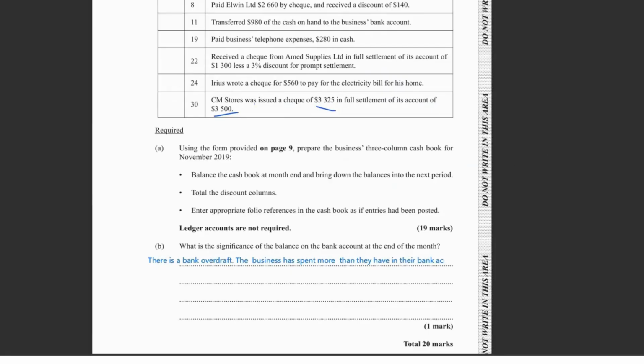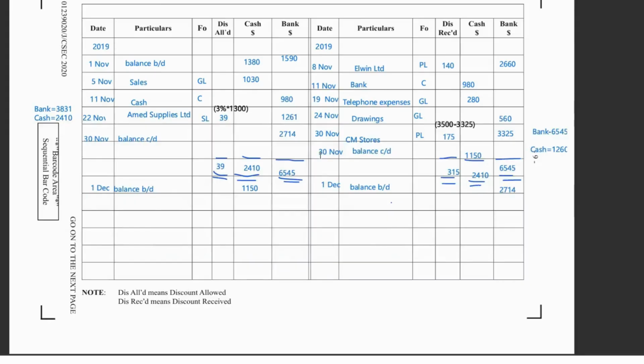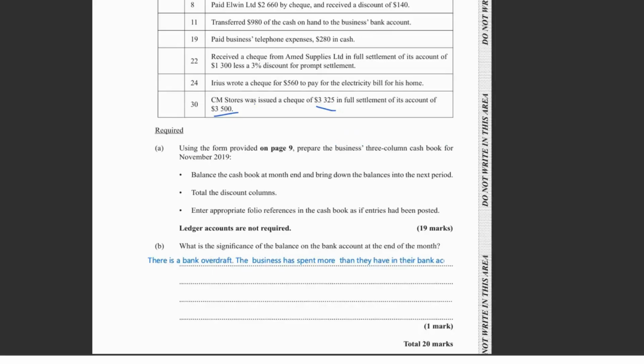Now the last part of this question is B, and it says, what is the significance of the balance on the bank account at the end of the month? Now if you notice, our balance for the bank account is on the credit side. Now assets usually have a debit balance, right? So since it is on the credit side this time, it means that we have a bank overdraft, which means that the business has spent more money than that which is in their bank account.